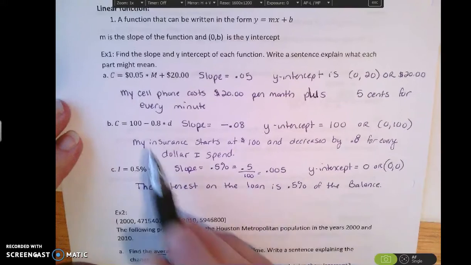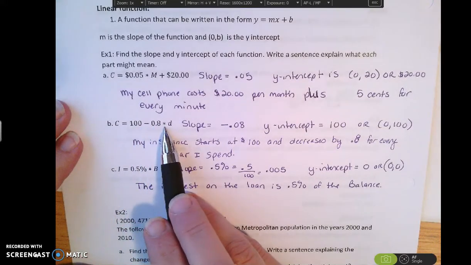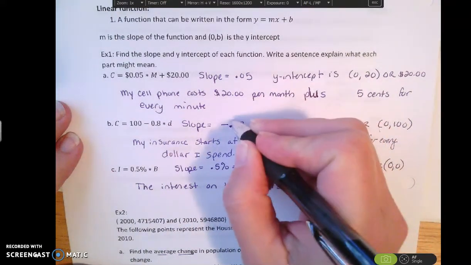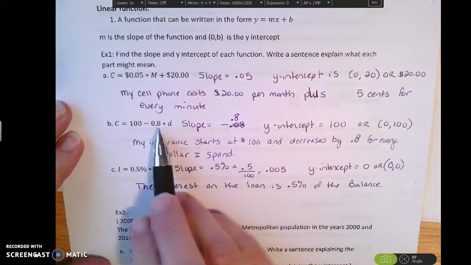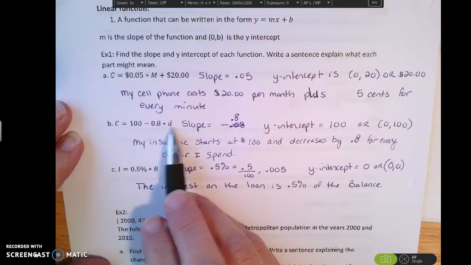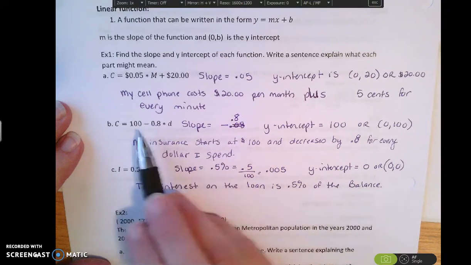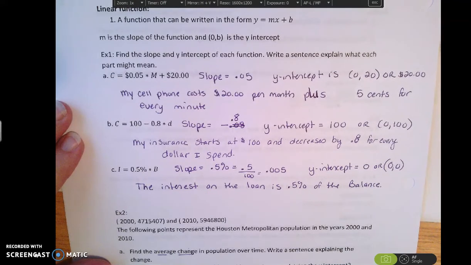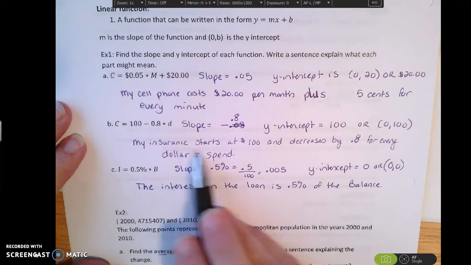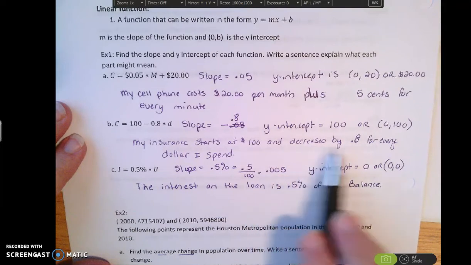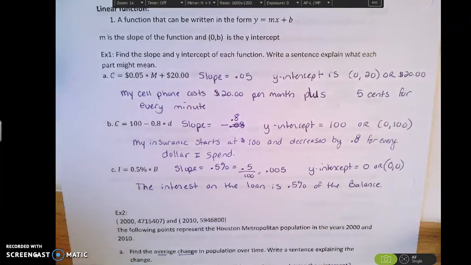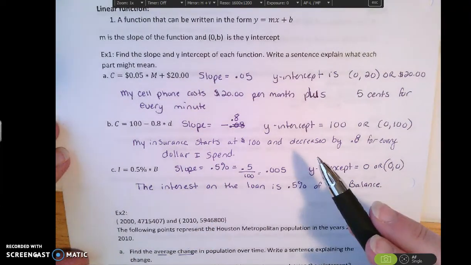On the next example, I have 100 minus 0.8 times d. Oops, this should be 0.8. Okay, so our slope is always the value in front of the variable. So our slope is negative 0.8, and our y-intercept is 100 or (0, 100), depending on the way the problem asks you to write it. I couldn't quite figure out how to write this one, but I said something like, my insurance starts at $100 and decreases by 80 cents for every dollar I spend. So it's decreasing this time because my slope is negative.